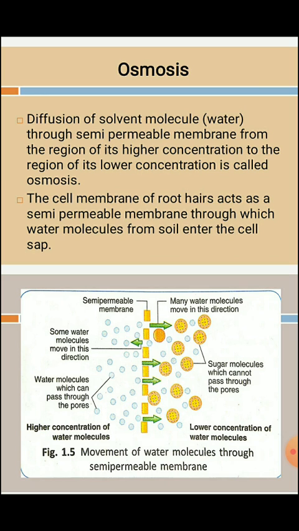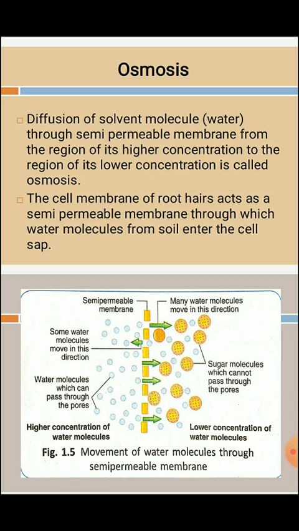It is the second method of absorption. In this process, diffusion of solvent molecule, means water molecule, through a semi-permeable membrane from the region of its higher concentration to the region of its lower concentration, as it is present in diffusion, is known as osmosis. Means in the process of osmosis, the molecule of water migrate from the region of their higher concentration to the region of their lower concentration through a semi-permeable membrane.